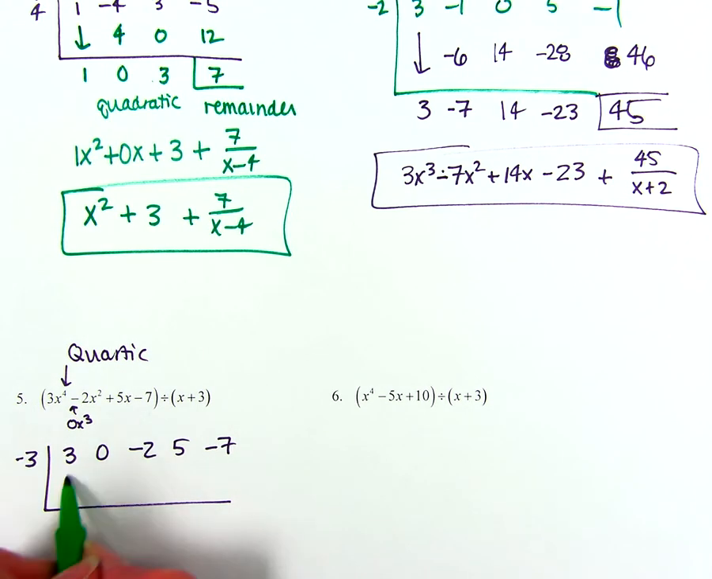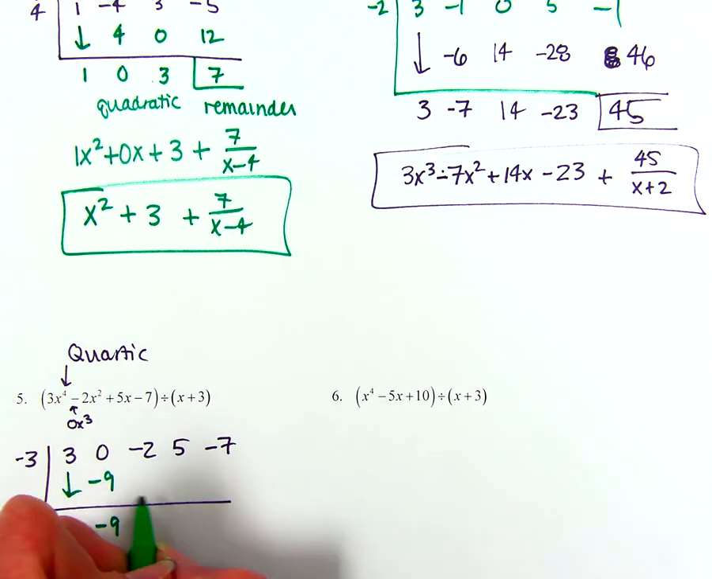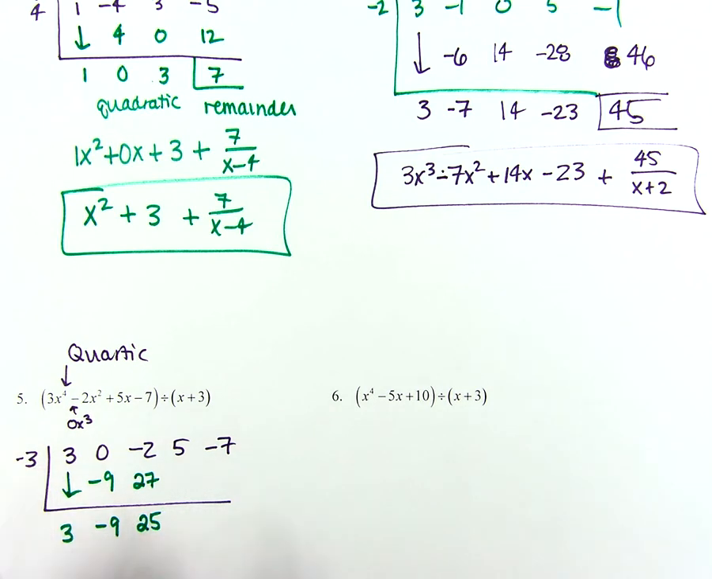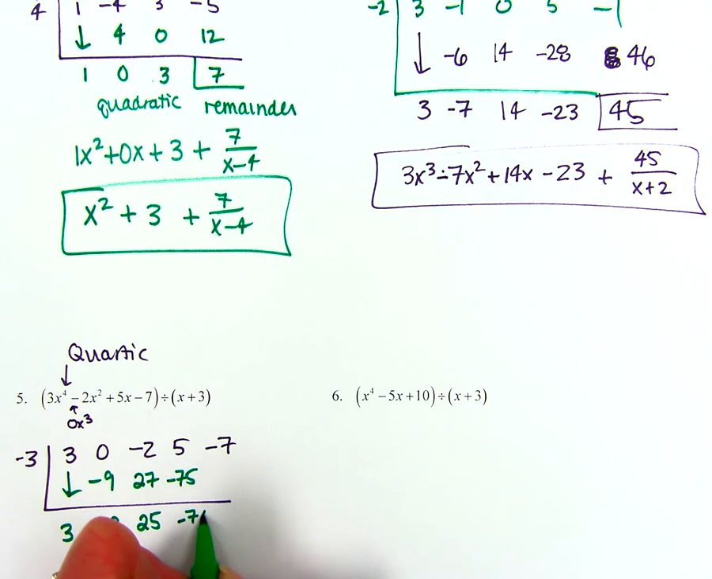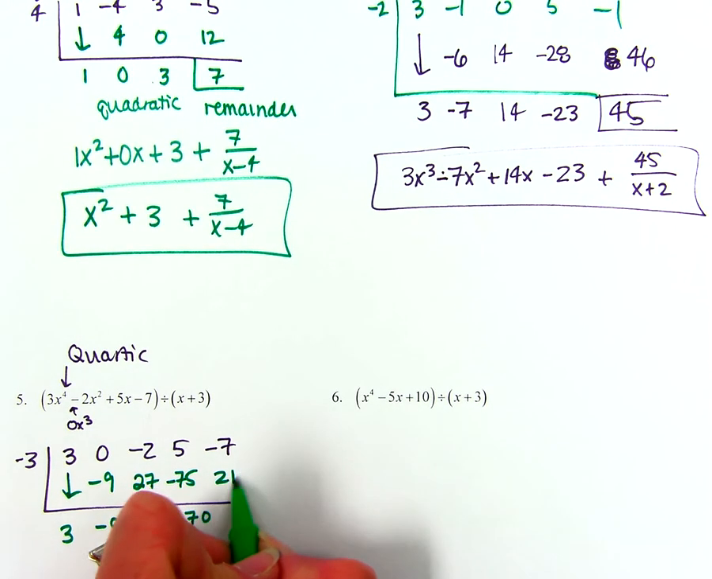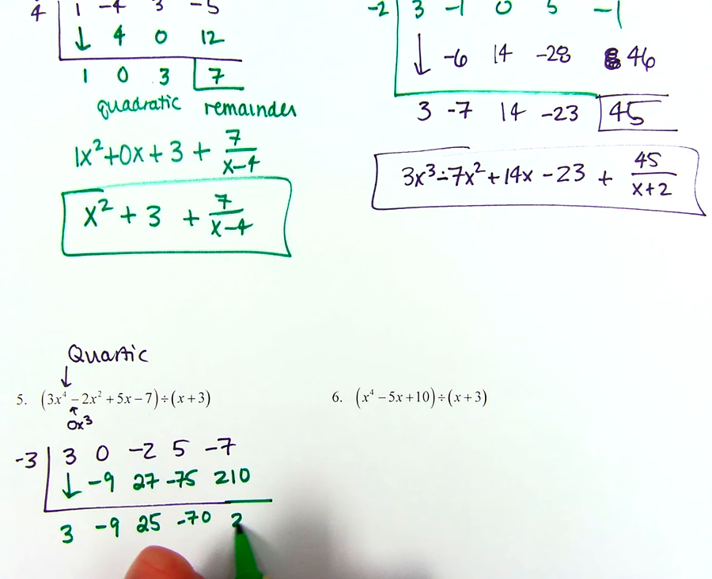All right, so now let's do our synthetic division. Bring down the 3 and you multiply, you get negative 9. And you add, you get negative 9. You multiply, you get 27. You add, you get 25. You multiply, you get negative 75. You add, you get negative 70. You multiply, you get 210. And when I add, I get 203. That last number is my remainder.